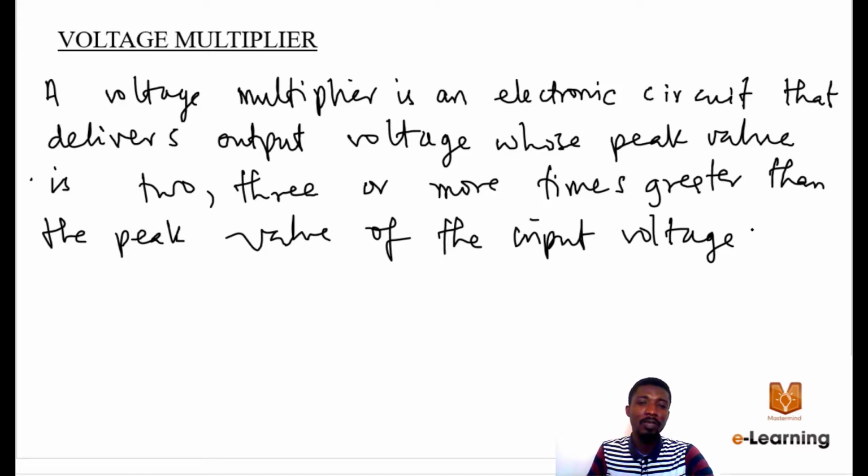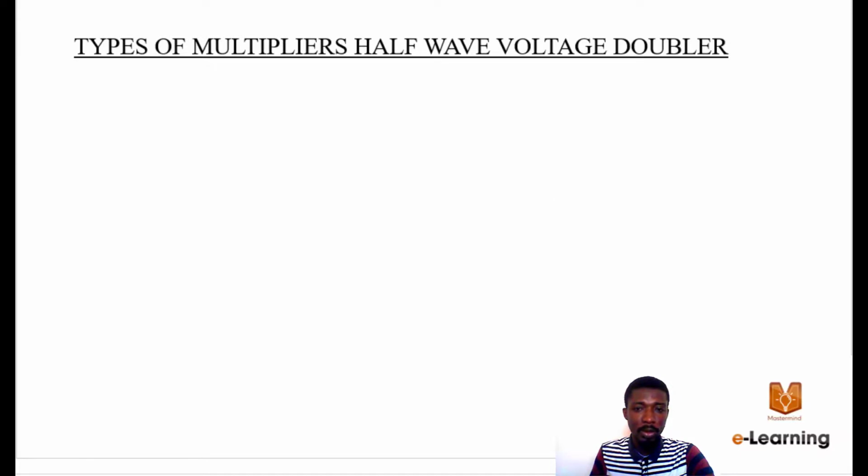So it will give you an output voltage whose peak value is sometimes 2 times, or sometimes 3 times, or more times. It can be 4 times greater than the peak value of the input voltage. Now, what it does is that it converts a low AC voltage into a high DC voltage.